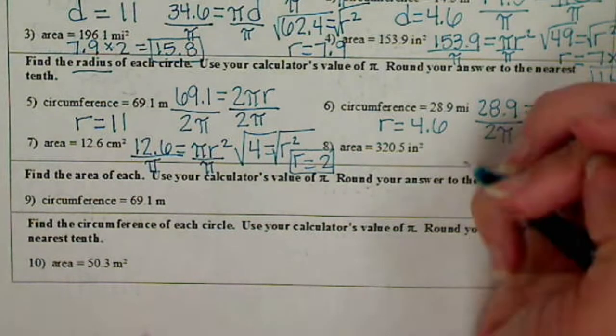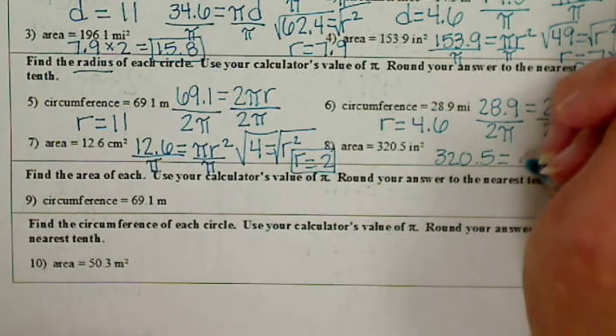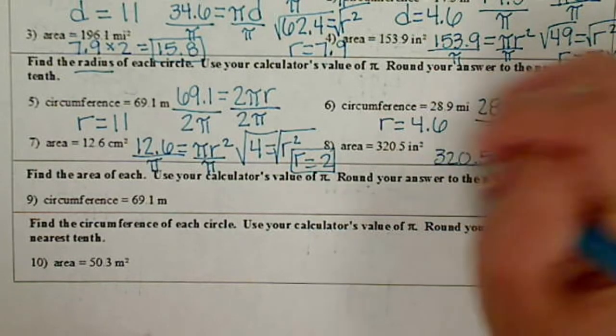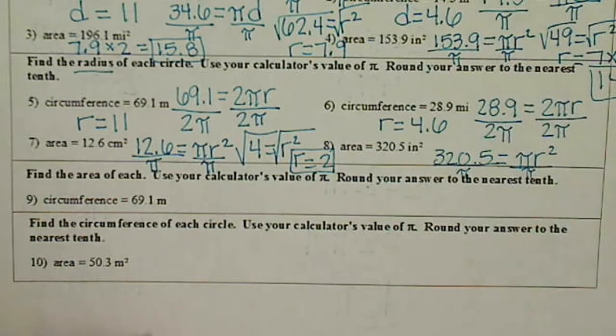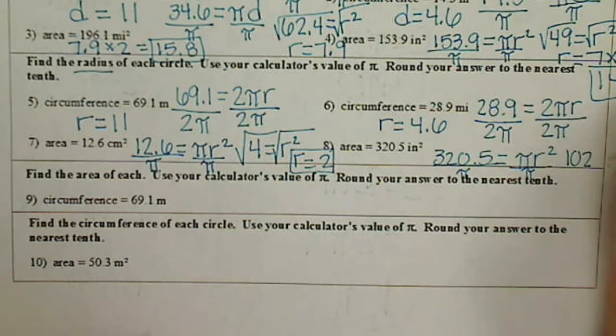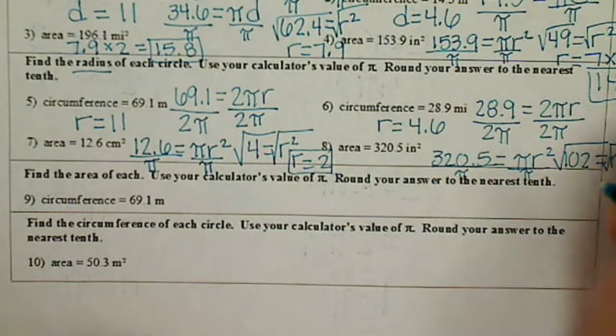All right, so 320.5, it says it's area, so I set it equal to my area formula. Divide by pi is 102. So then take the square root, and we get 10.1, sorry.